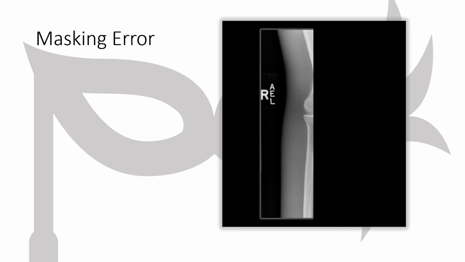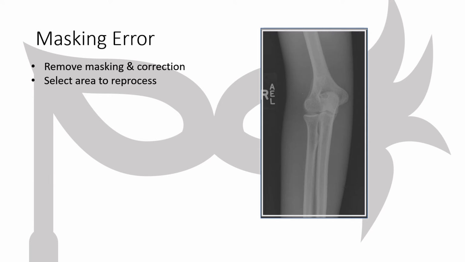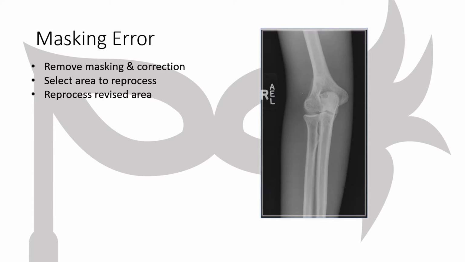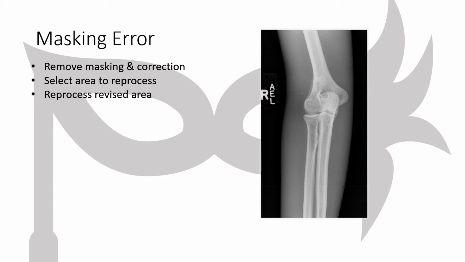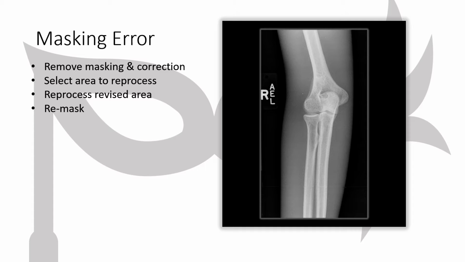Occasionally, there is a legitimate reason to remask an image. Here is a common problem. The computer mistakes the humeral image on this AP elbow for the right-hand collimator margin. We can fix the error by first removing the mask. Draw a selection box around the anatomy. Instruct the computer to reprocess the newly selected area. Then reapply the mask.